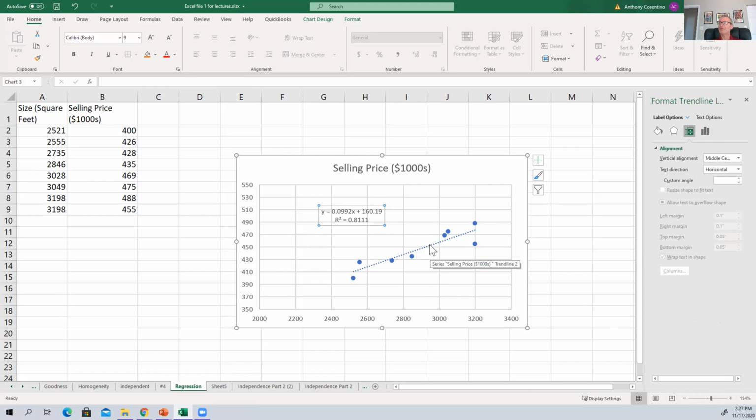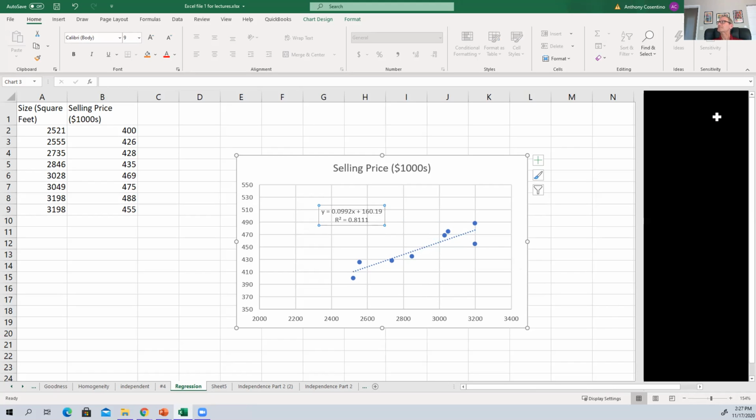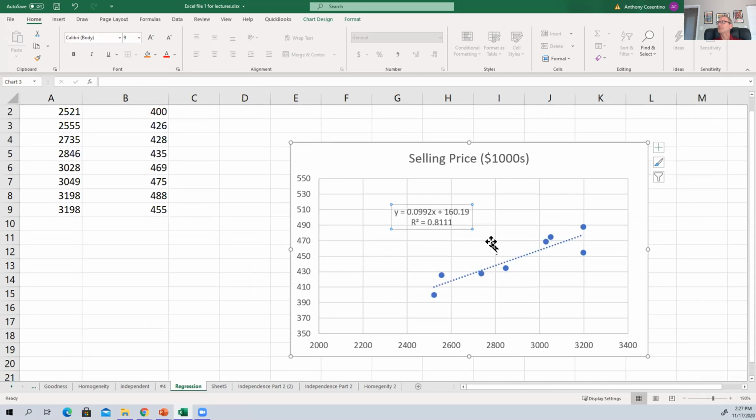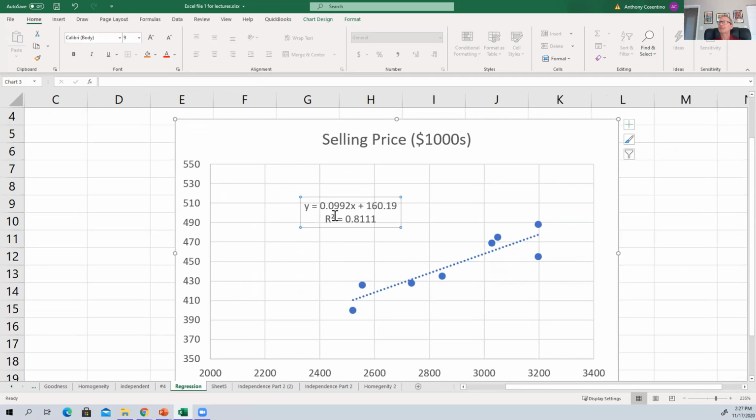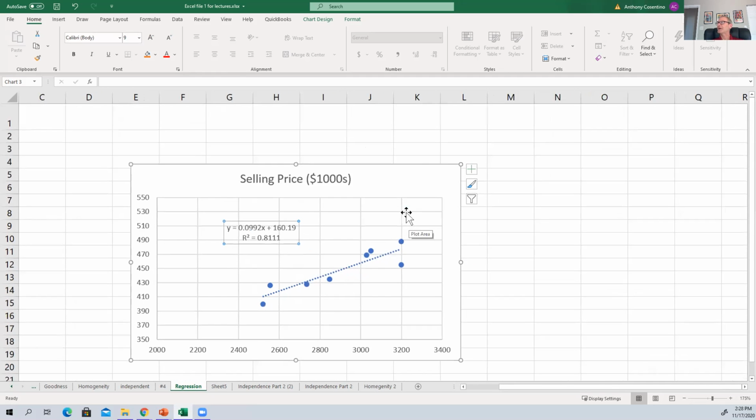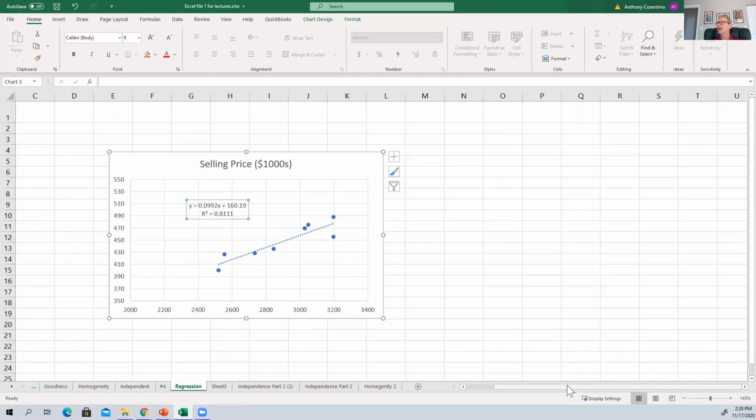And if you can see that, let me see if I can make it a little bit bigger. Yeah, here we go. You can see that it gives you the equation where the b value here is 0.0992. And our a value, or the y-intercept, is 160.19. So exactly what we got in the calculator as well.